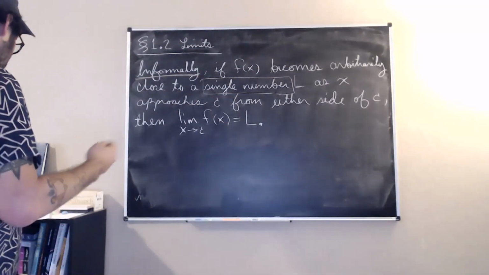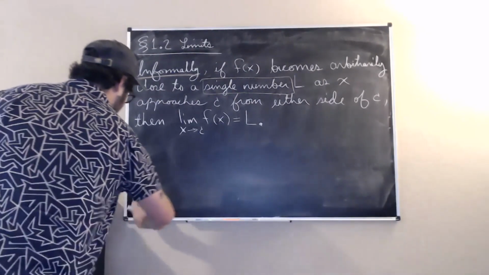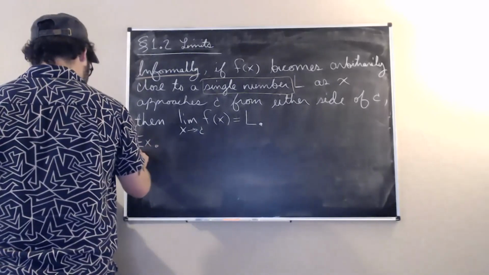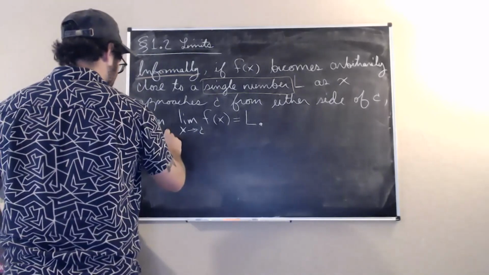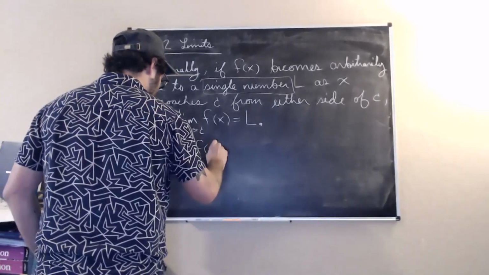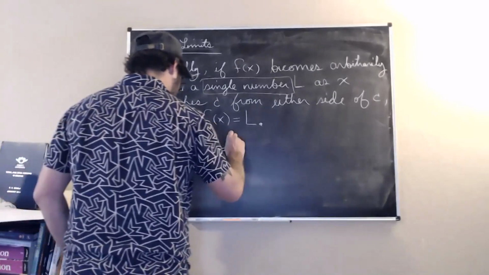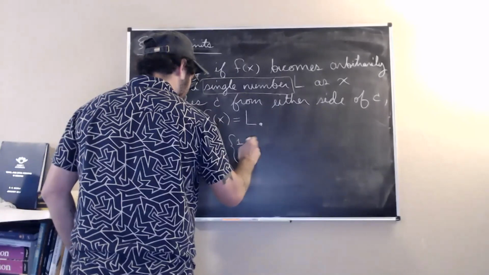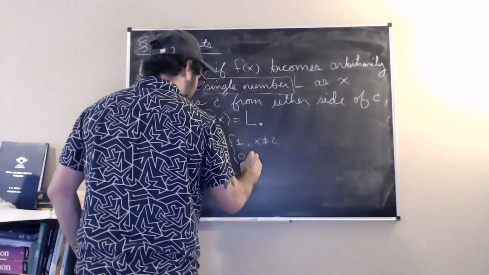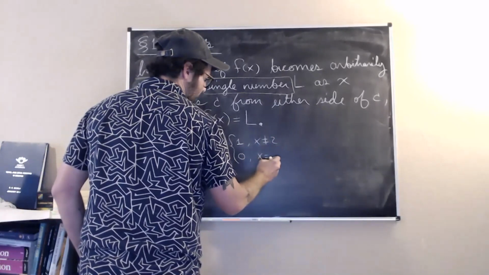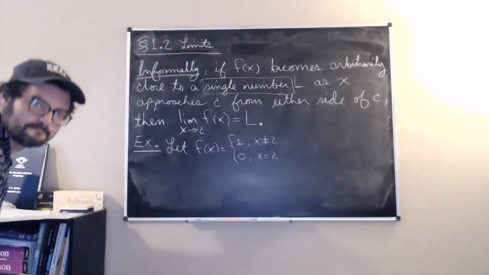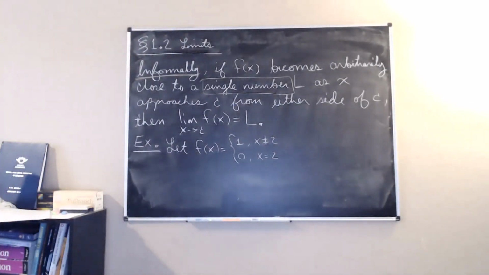Okay. So let's look at another example. Let f of x equal 1 if x is not equal to 2, and 0 if x is equal to 2.